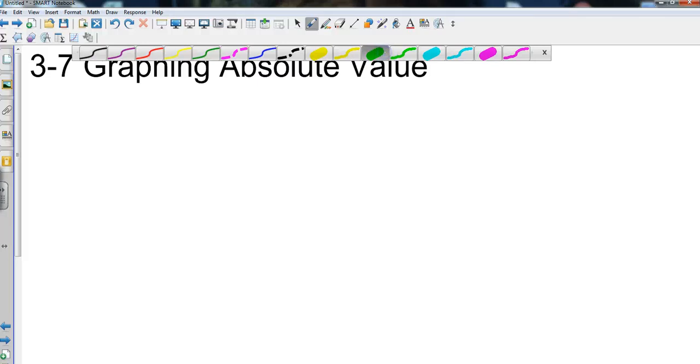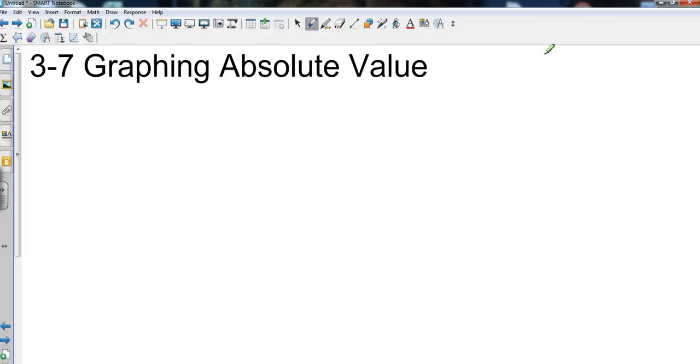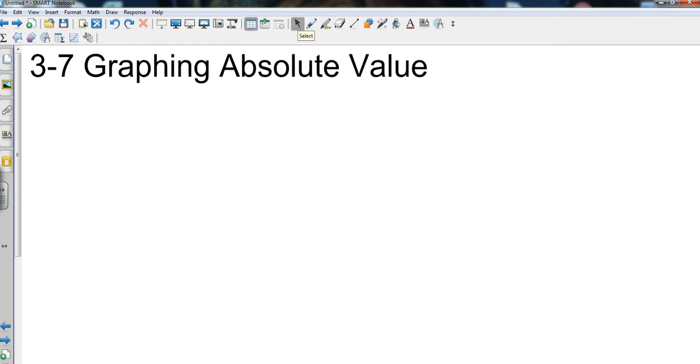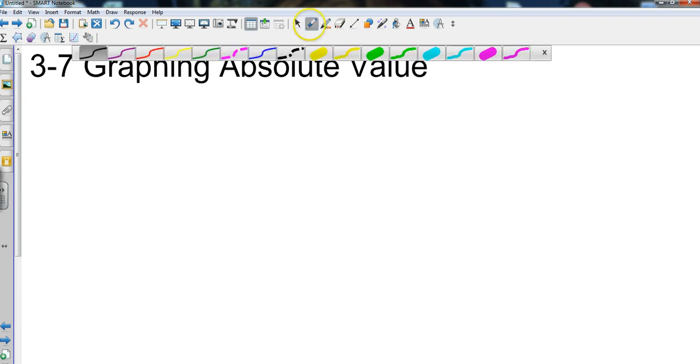Okay, Algebra 1, Chapter 3, Section 7, Graphing Absolute Value. Remember, absolute value is distance to 0. Looks similar to something like this.